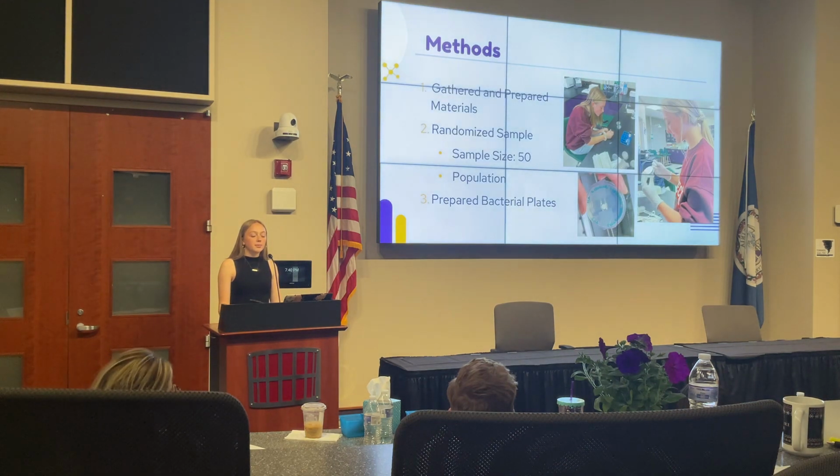I began my experiment by gathering and preparing my materials. This included mixing my chemical solutions for pH and placing my diffusion discs into their respective solutions to soak. I additionally prepared my bacteria and swabs and labeled my agar plates as pictured here. I then randomized my sample by randomly assigning a pH value to each plate. I repeated this process for a sample size of 50.